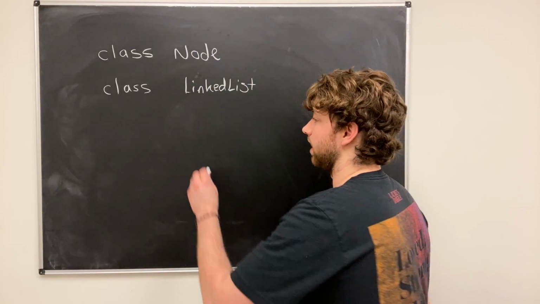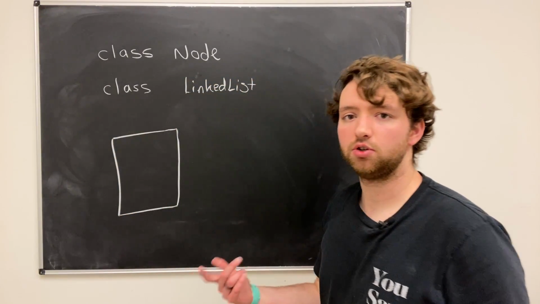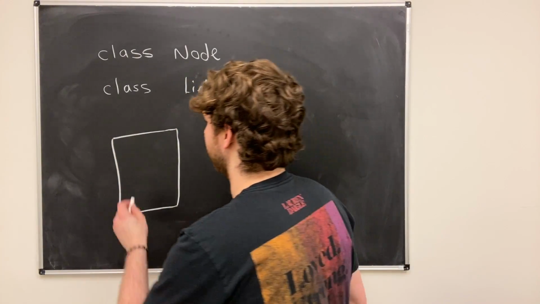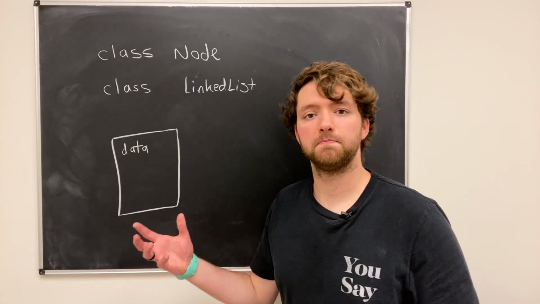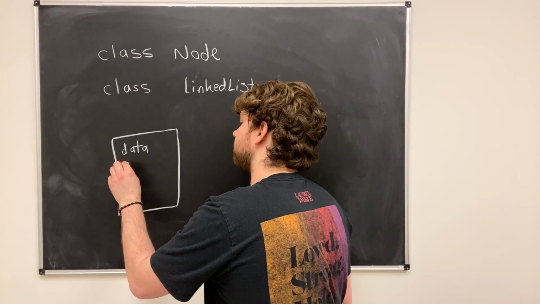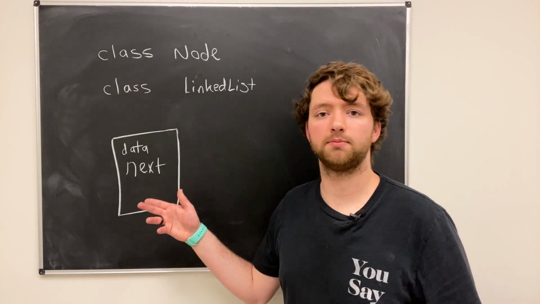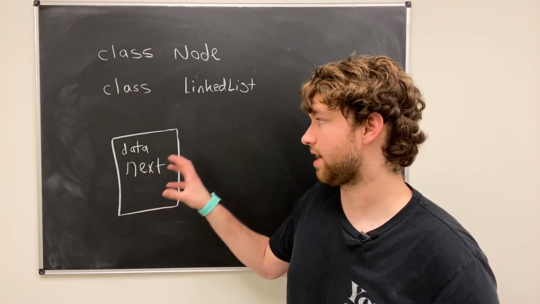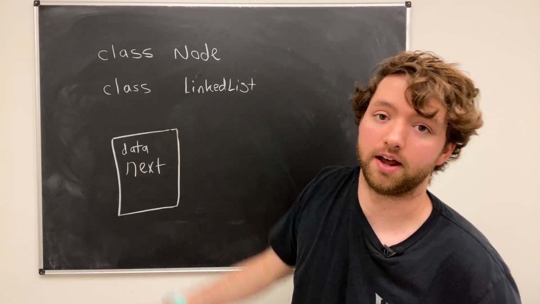So here's what it's going to look like. Inside of the node class, I'll draw that out here, we're going to have two main components. We're going to have the data, and then some way to reference the next node in the chain. So that would probably be called next. This is a very common way to see this structure: a class called node with two attributes, data and next.